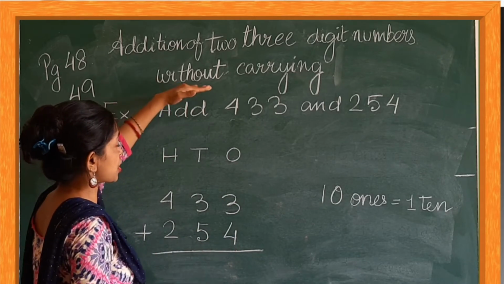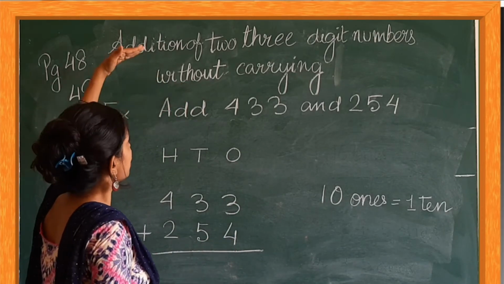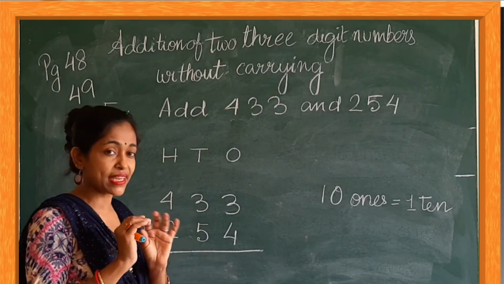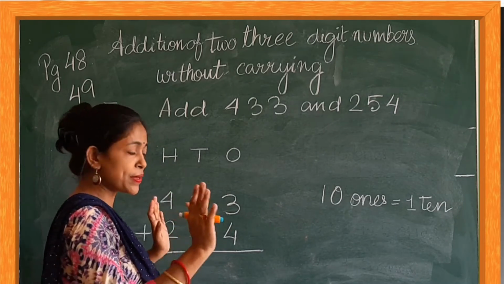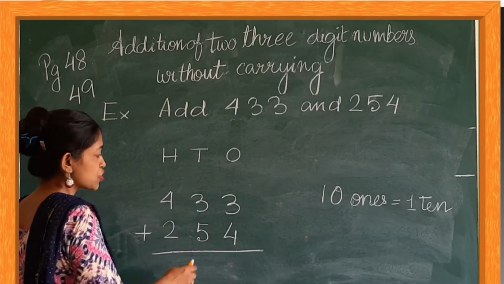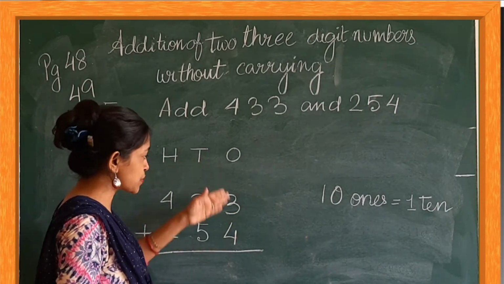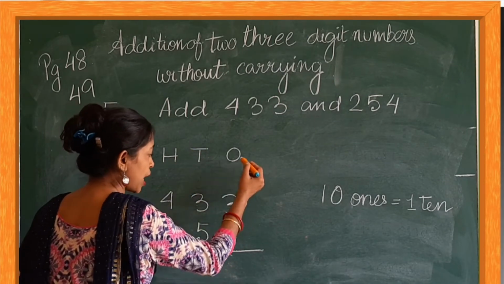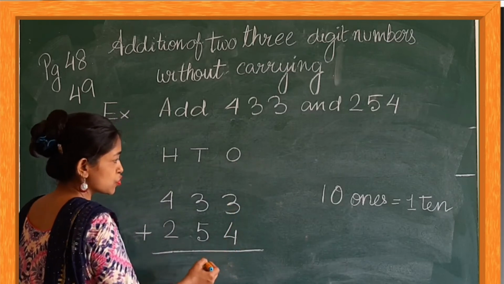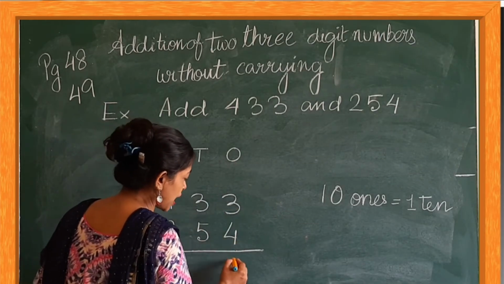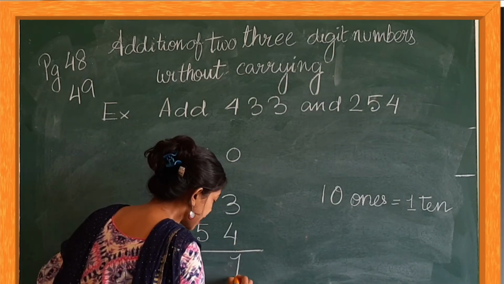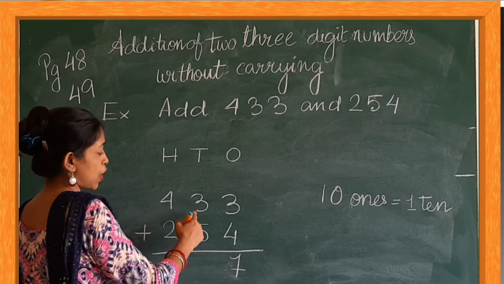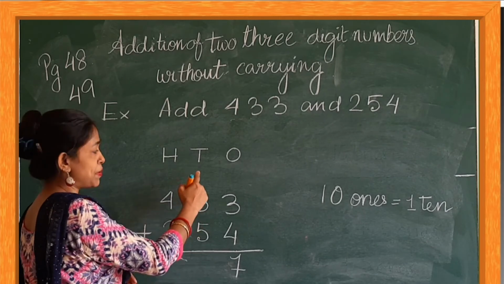Now this question is having addition without carrying. मतलब हम कोई carry नहीं करेंगे. It is simple addition of 3 digits. So let's start with the ones place. How much we have on the ones place? 3 ones, 4 ones. So 3 ones and 4 ones is equal to 7 ones. 3 plus 4, 7. Now let us come to the tens place.